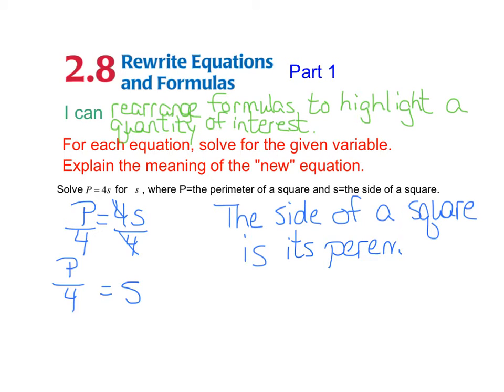So they're telling us that the side of a square is its perimeter divided by 4. Okay? So basically they wanted us to take this equation and write it in words. The side of a square is its perimeter divided by 4. Okay? Let's look at another one.